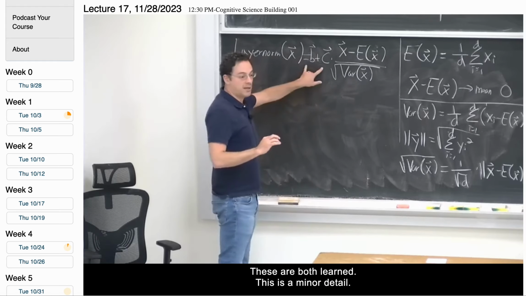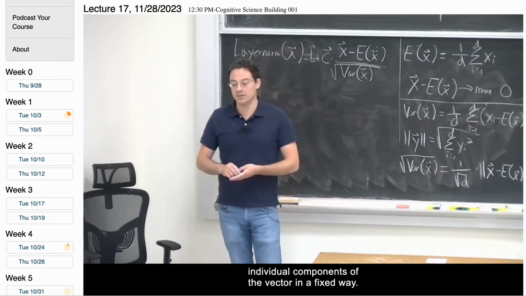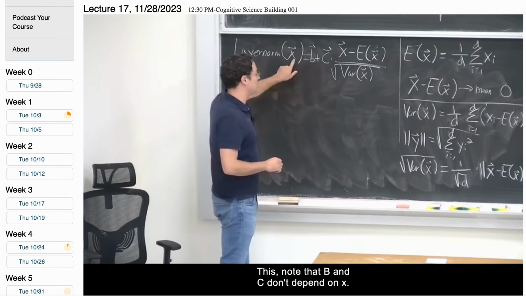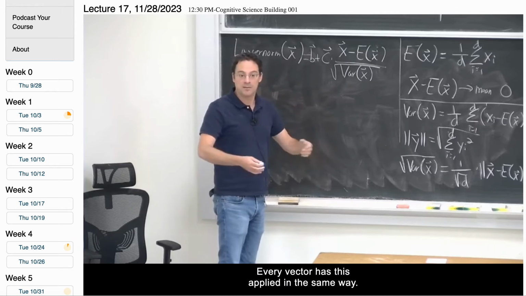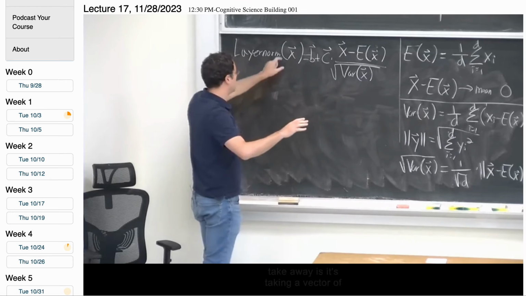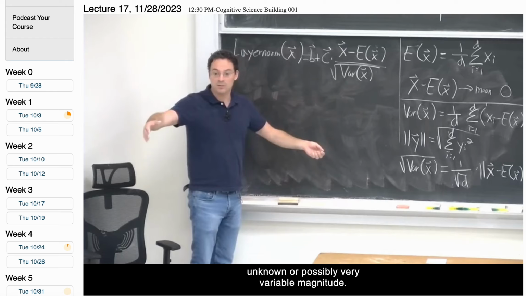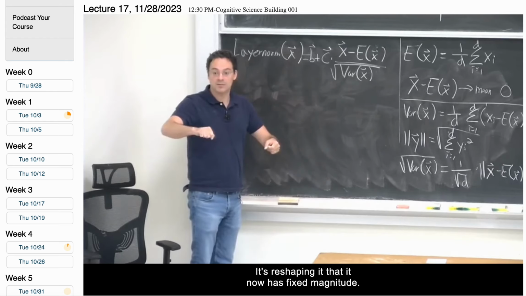This is a minor detail. What these two terms are basically doing is rescaling individual components of the vector in a fixed way. Note that b and c don't depend on x, so every vector has this applied in the same way. It just gives the model a little bit more flexibility. But that's basically the overall summary of layer norm. One thing to take away is that it's taking a vector of unknown or possibly very variable magnitude, and reshaping it so that it now has fixed magnitude.